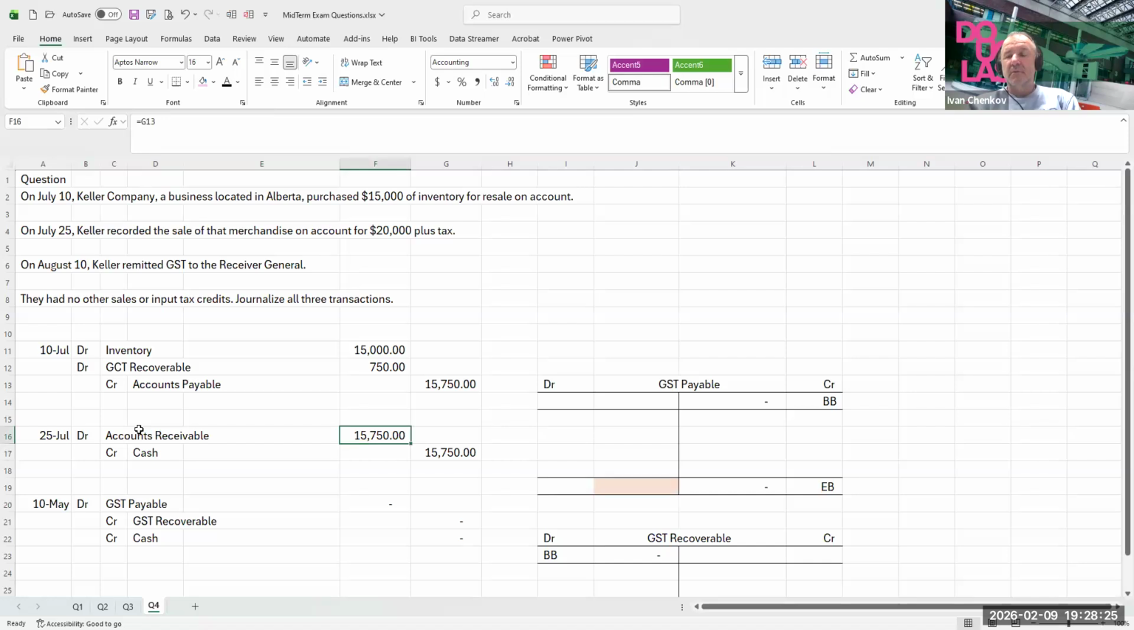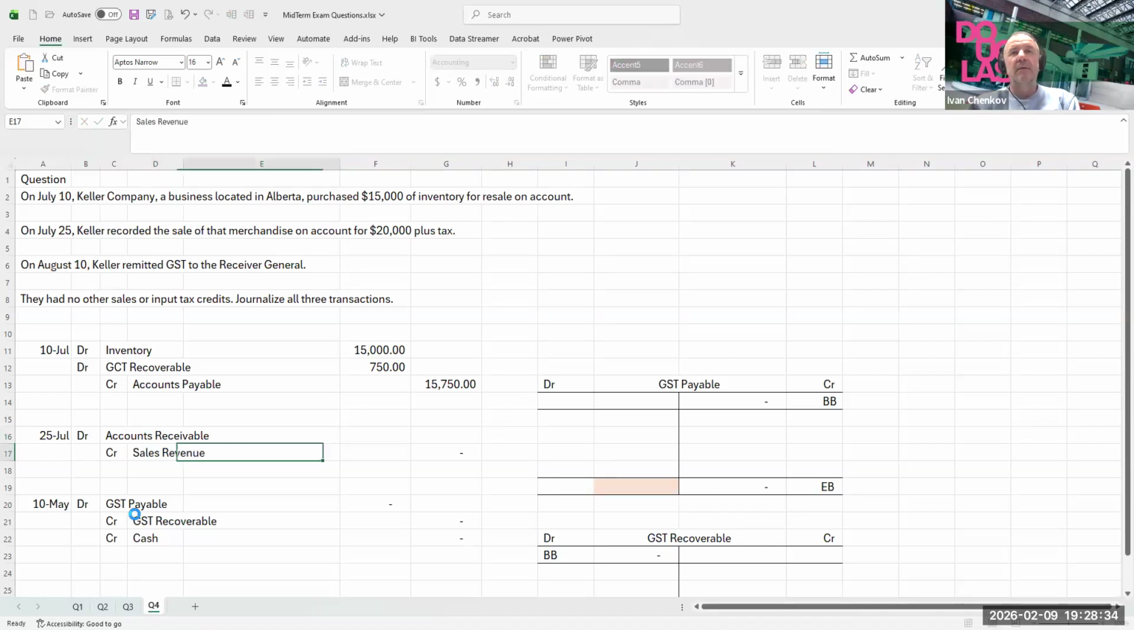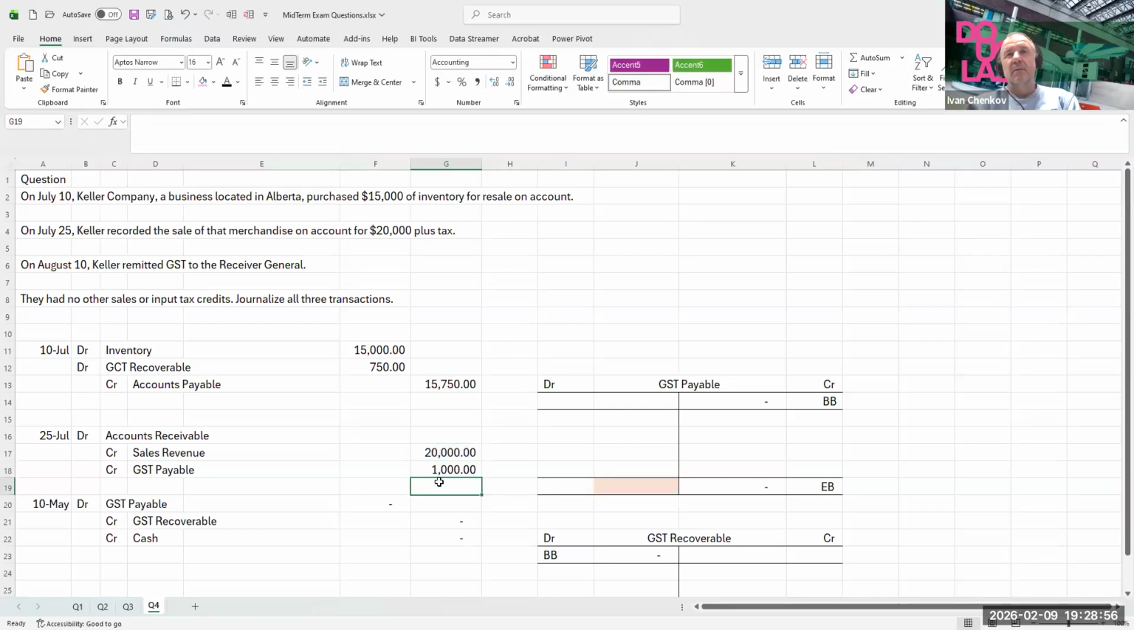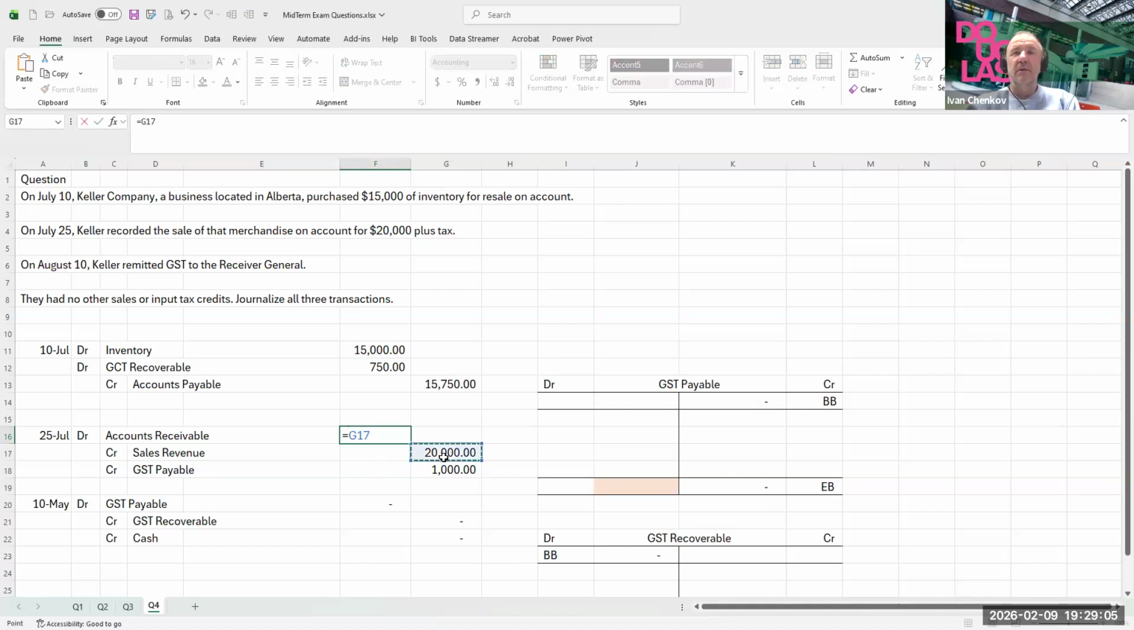Accounts receivable, that's accounts receivable will be 20. No, we don't know how much it will be. Let's go with the sales first. Revenue. And the sales revenue will be 20,000. Now we have to charge the client GST. Credit will be GST payable, which will be 5% of the 20,000, $1,000. The client's going to pay us, and the client has to pay us in the future 21,000.